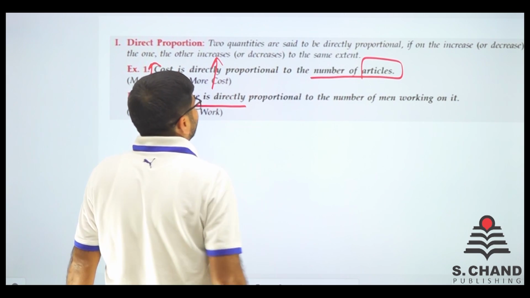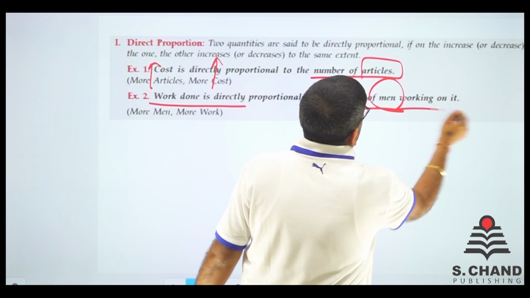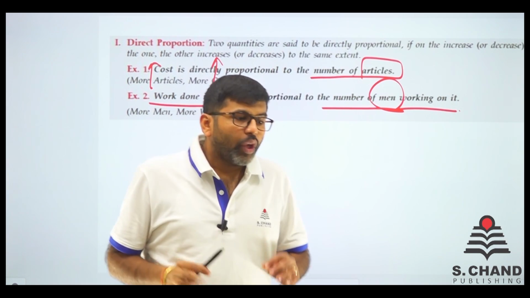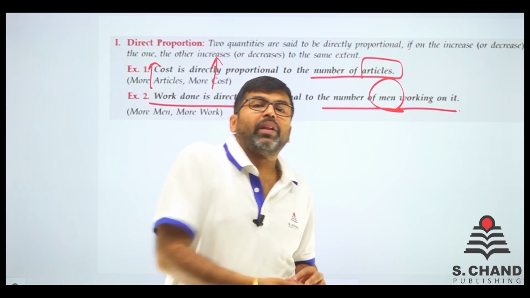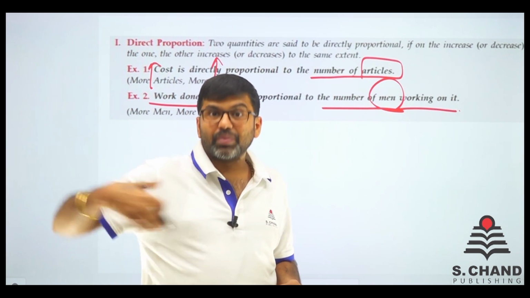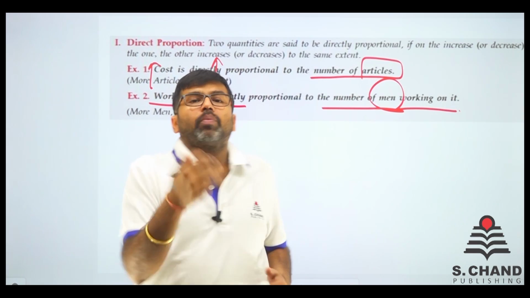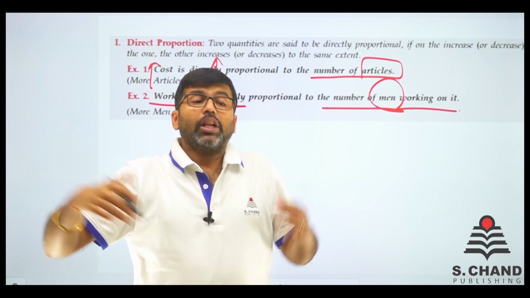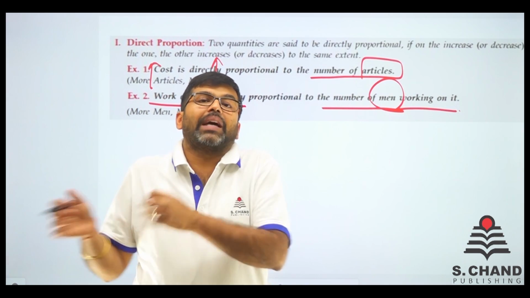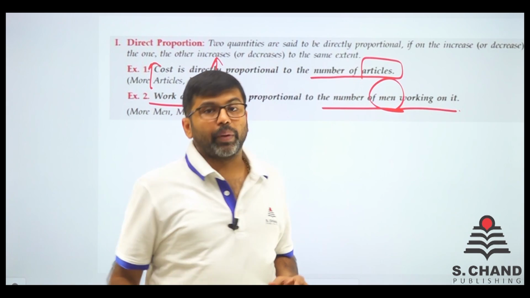Work done is directly proportional to the number of men working on it. अगर एक कार्य को लोग कर रहे हैं and if you increase the number of people, लोग बढ़ा दो, काम फटाफट हो जाएगा, जल्दी काम ज्यादा हो जाएगा. और लोग बढ़ा दो और काम ज्यादा हो जाएगा. So this is directly proportional. जितने ज्यादा लोग लगाओगे उतने ज्यादा काम करेंगे. That is a directly proportional thing.